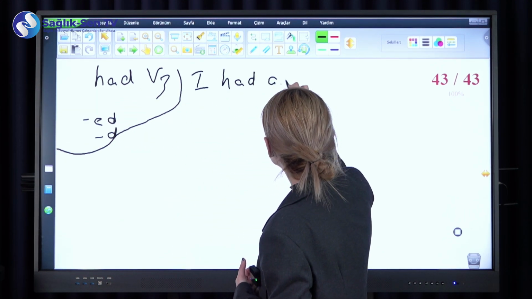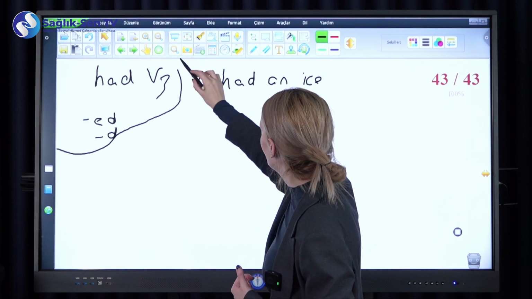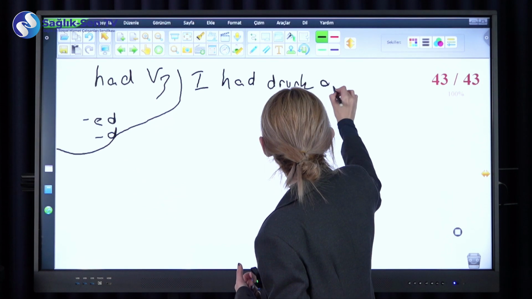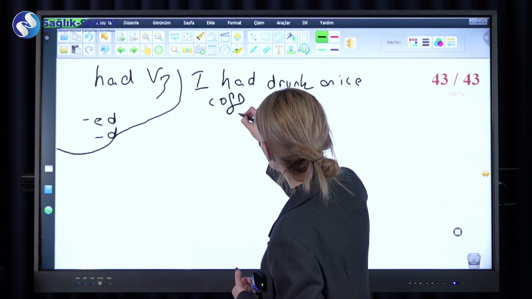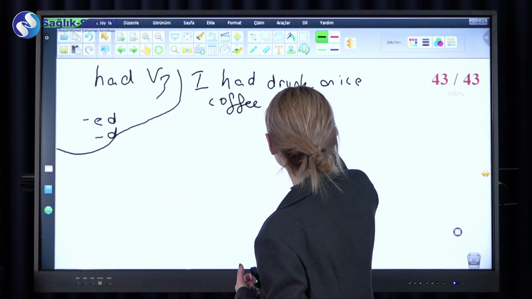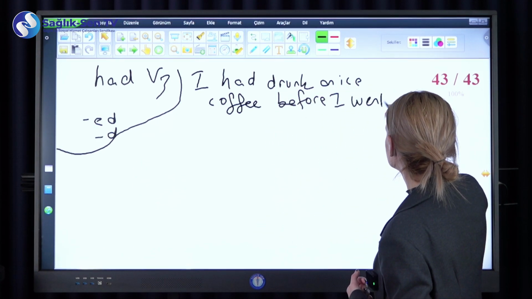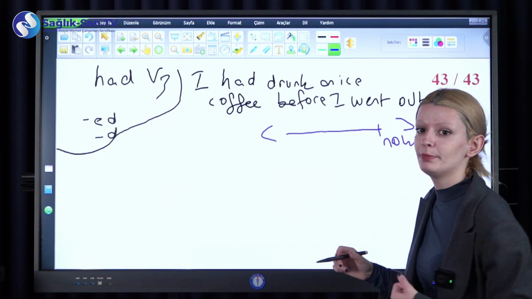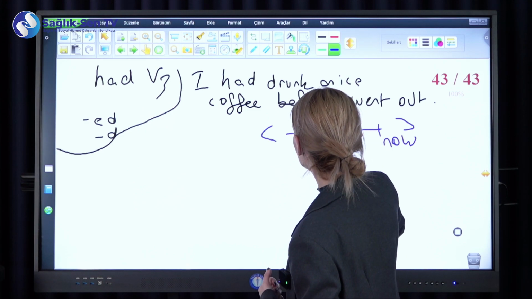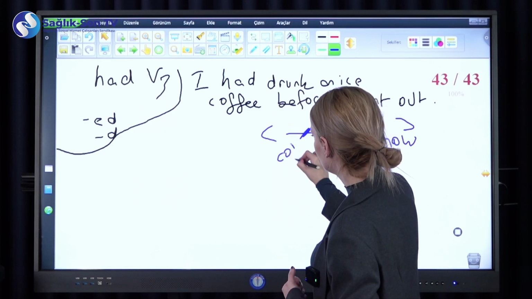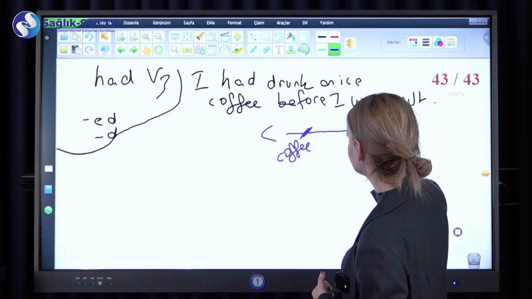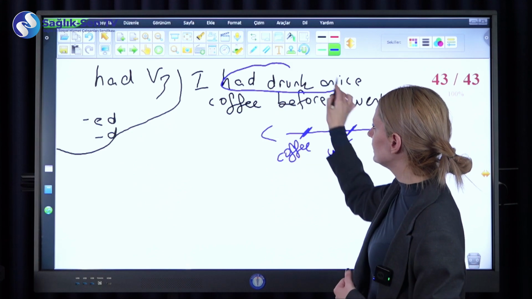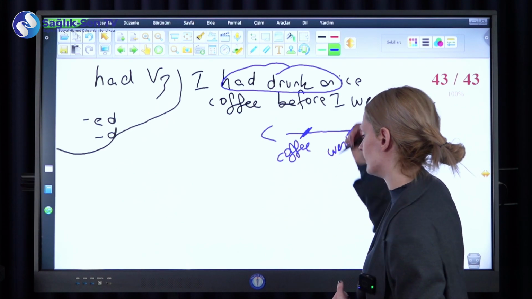I had drunk an iced coffee before I went out. So one of the actions happened before the other. I had drunk an iced coffee, that happened here. I left home, I went out here. So this one happened before the second one.